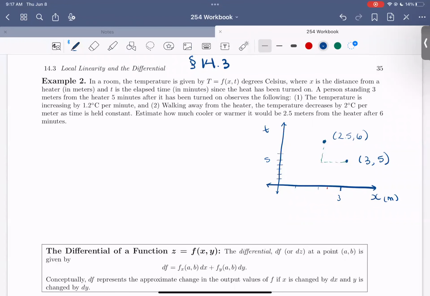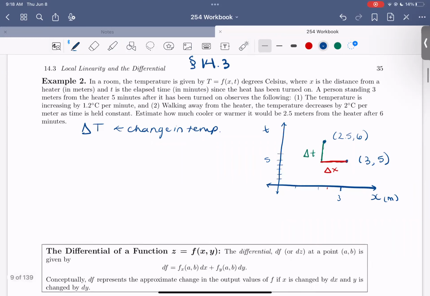All right, so let's get into some calculations. So what we want to do is find that change in temperature. So we can write delta T, that's going to be the change in temperature of the room. So we need to consider, again, the change of the temperature from just moving closer to the heater, so the change of T with respect to the change of x. And we also need to consider the change in temperature by having time change, so change of t. So let's consider the change of temperature in each direction separately.